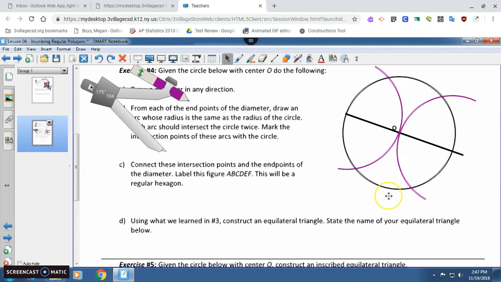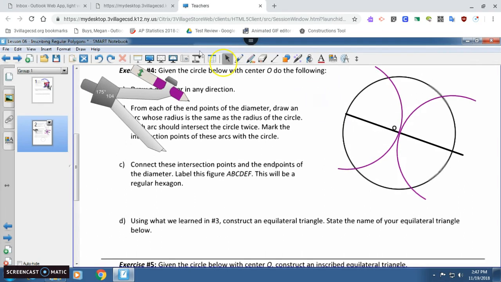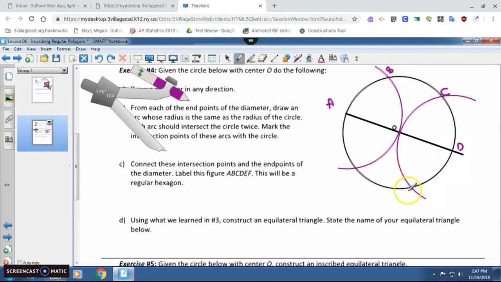We're going to label all these intersections around. So just pick any point you want to start with. If I started here, I'll call this A. We've got B, C, D, E, and F. So all 6 of the points are labeled now.